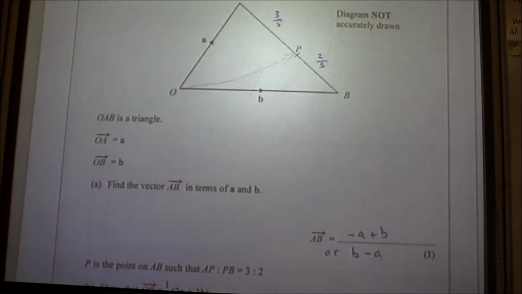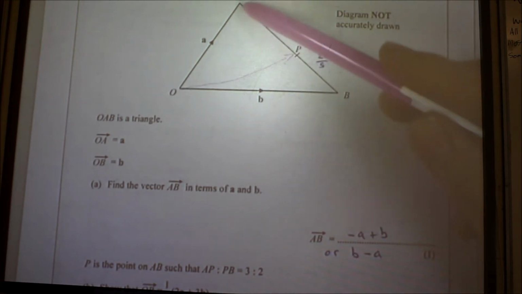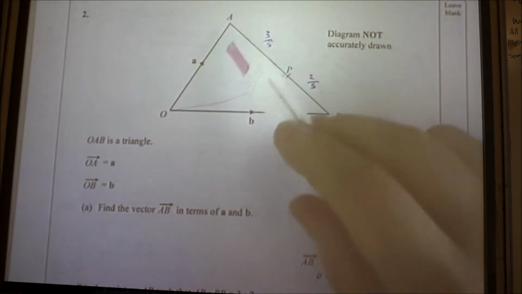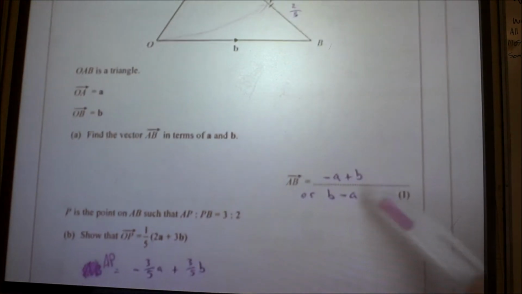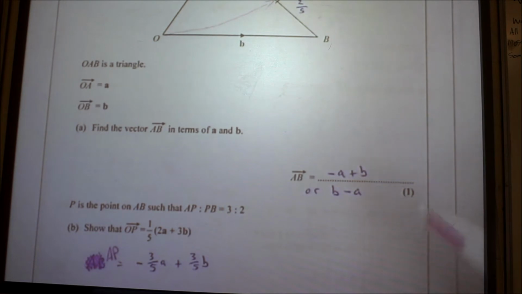Okay, question 2 on vectors. Find AB in terms of A and B. Well, to get from A to B, you start from A, go down there and along there. So it's minus A, add B, or it's B minus A, either one.